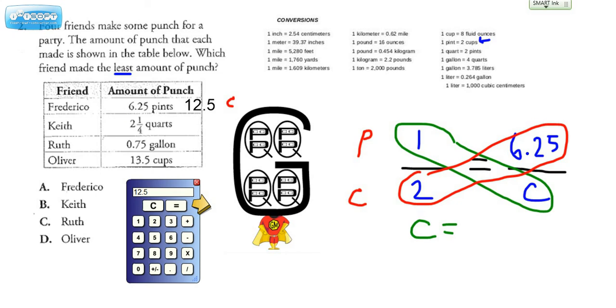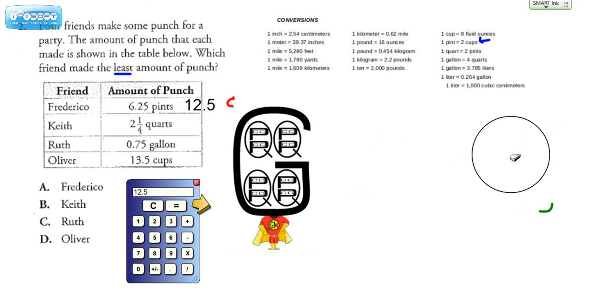All right, now let's do the same thing with Keith. Let's erase all this, and let's look at the units that we're dealing with. We're dealing with quarts, so we have to find a quarts to cups conversion, and we're going to write that conversion as a ratio. Do we have a quart to cup conversion here? Not in here, but we can look at G-man and figure it out.